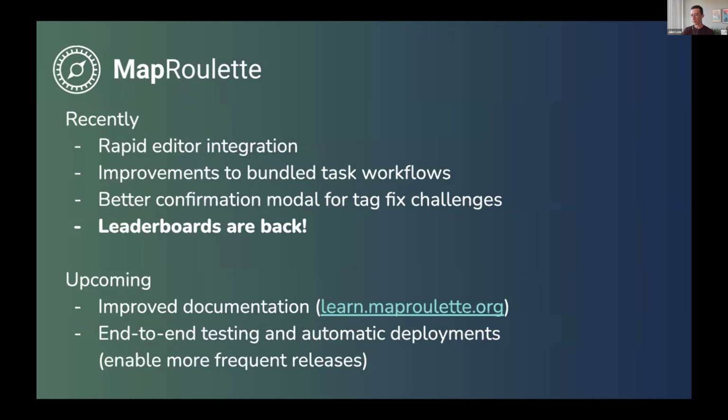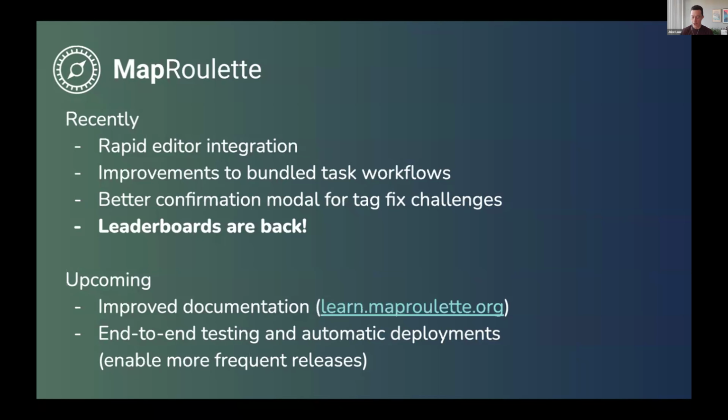So we've made some changes to the confirmation modal for these challenges to make it really clear to users what they're editing, that they're going to make an edit to OpenStreetMap by clicking the button that says fix these tags. And also, what are they changing? What are the values right now, and what are they about to add?